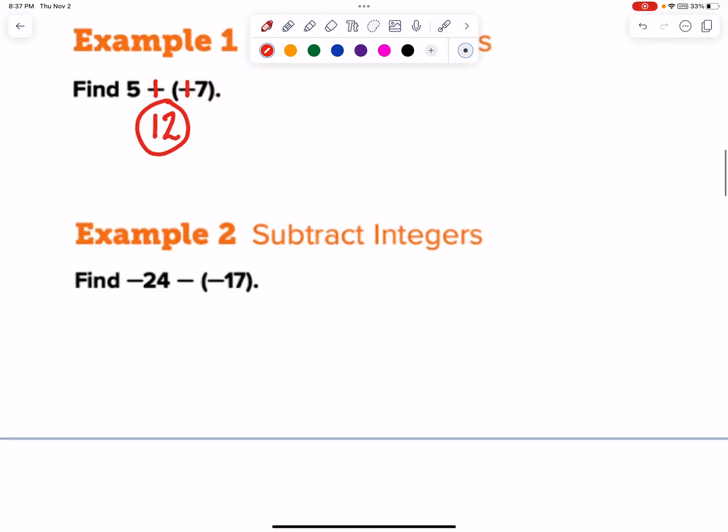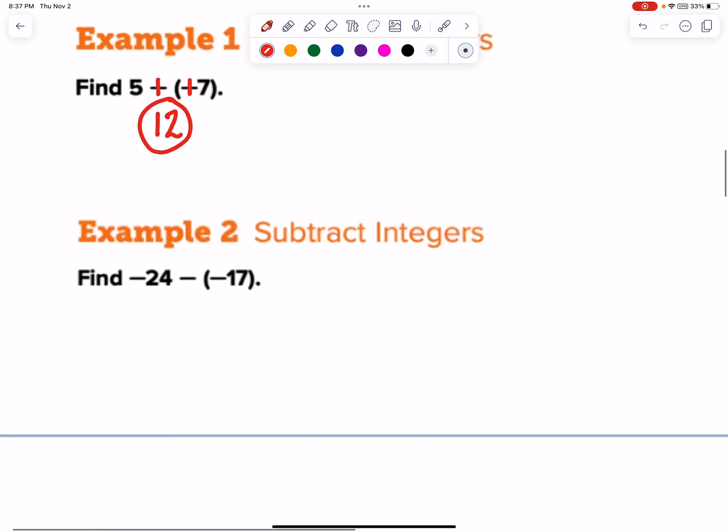All right, let's try example 2, okay? We have a negative 24 minus a negative 17, okay? If we use KFC, because we're not going to do subtracting of integers, we're going to change it. So keep the first term, flip the minus to addition, and change the negative to positive. So there's our KFC. And then we can go ahead and look, but now we have opposite signs. So we have a negative 24 plus a positive 17.